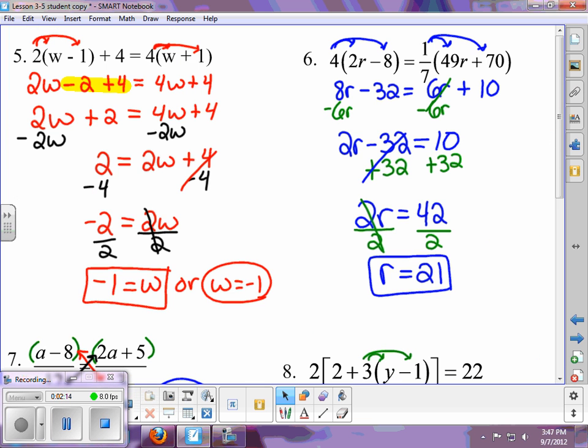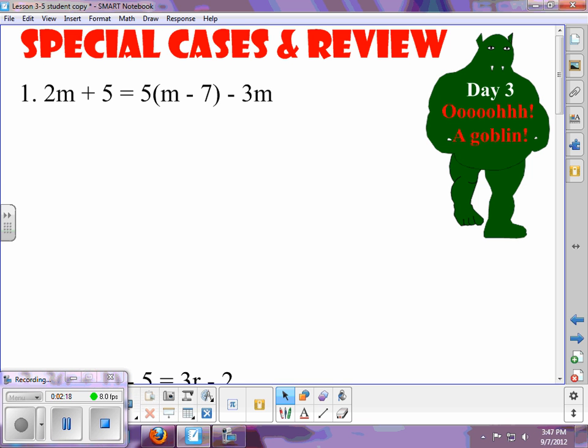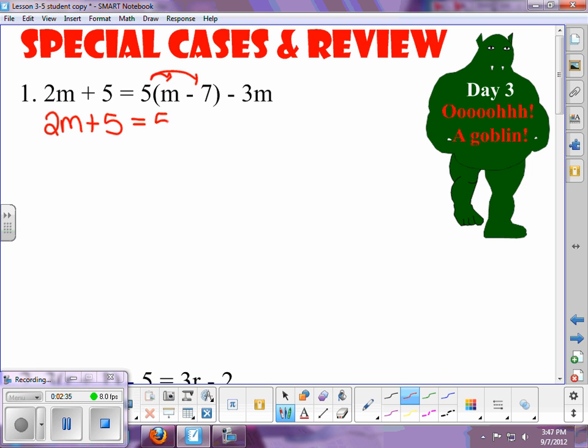So let's turn our page. That's page 2. Here's page 3. We begin with these special cases. Remember, our very first step is to distribute to get rid of parentheses. So let's begin. 2m plus 5 equals 5m minus 35, and recopy, minus 3m.